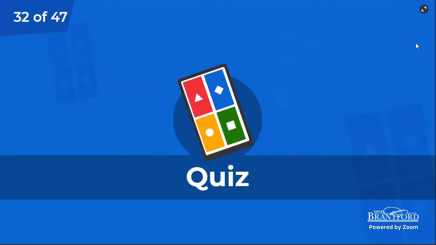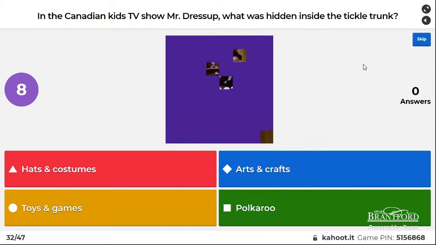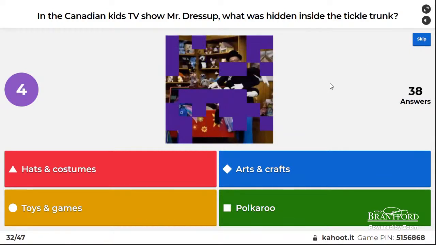In the Canadian kids TV show, Mr. Dress Up, what was hidden inside the tickle trunk? Was it hats and costumes, arts and crafts, toys and games, or pokeroo?